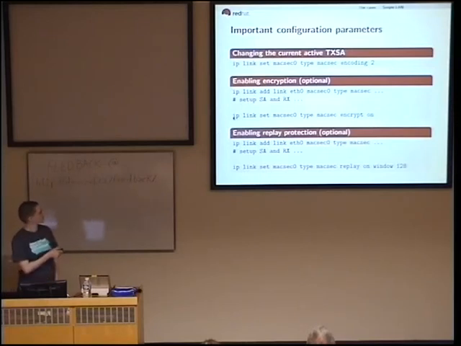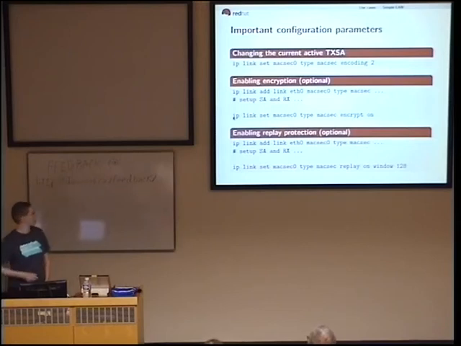You can enable encryption. By default in the kernel implementation, encryption is not enabled, but if you create your link, you can later set it up to encrypt. You can switch it on and off at any time. That's not a problem. You can also put this encrypt on bit right here when you create the device. That's IP route syntax.